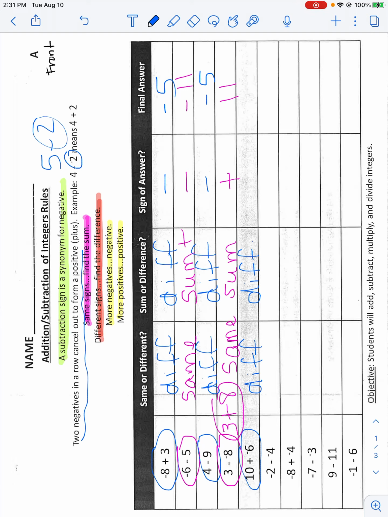And I have 10 positives and 6 negatives. Because I have more positives in the problem, my answer is going to have to be a positive. So if I had $10 and I spent $6, I have $4 left.